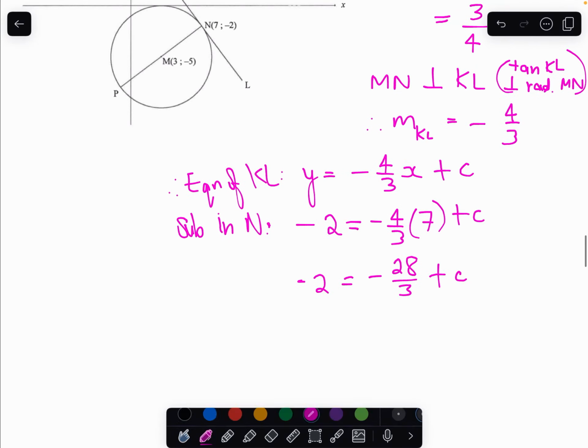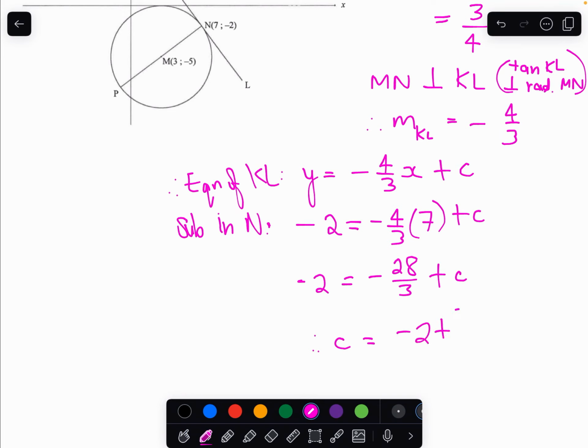Okay, and so therefore C is equal to negative 2 plus 28 over 3, which is negative 6 over 3 plus 28 over 3. Oh, this is not giving me good vibes. Oh, I'm looking at the wrong line. Okay, sorry, I was worried about the y-intercept being positive because I was looking at this line. I'm thinking, this y-intercept does not look positive, but yes.